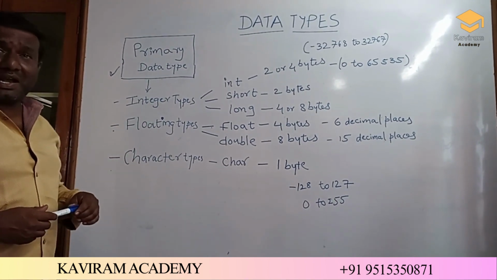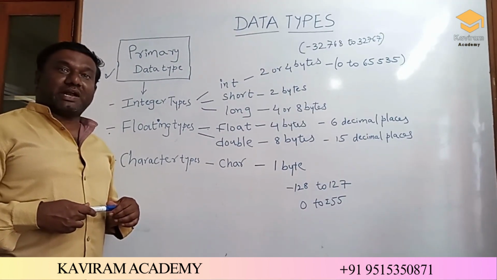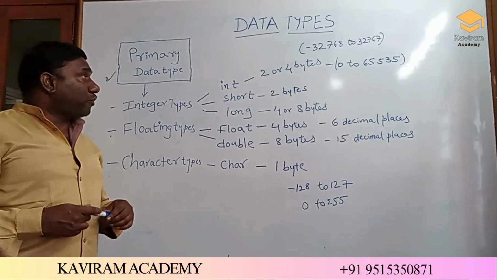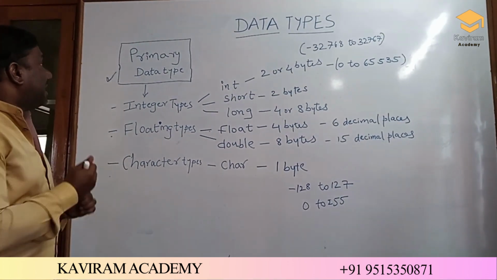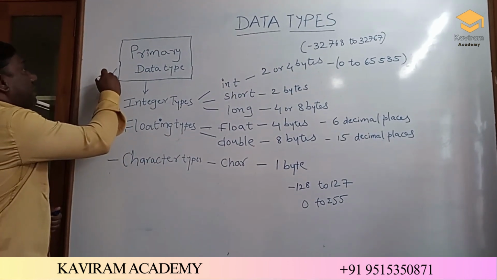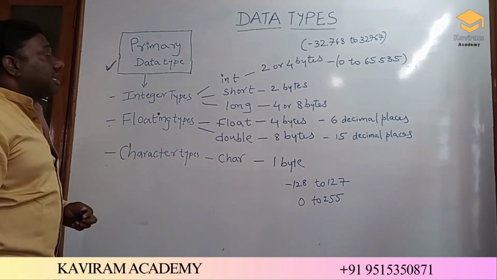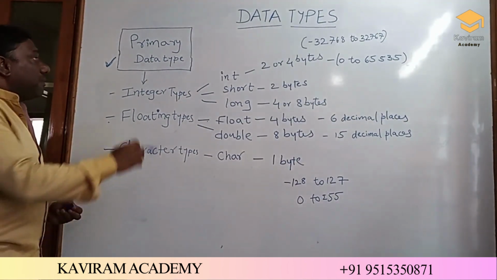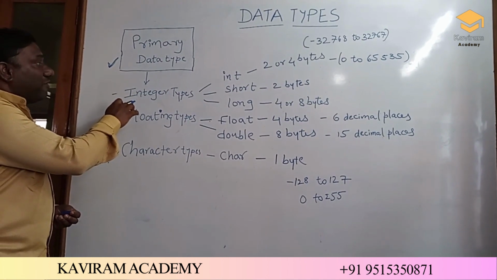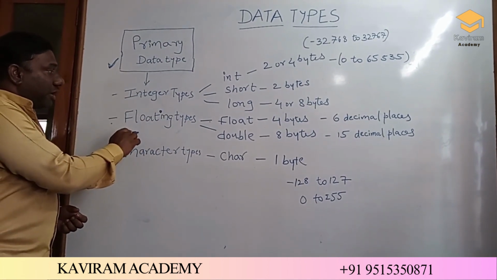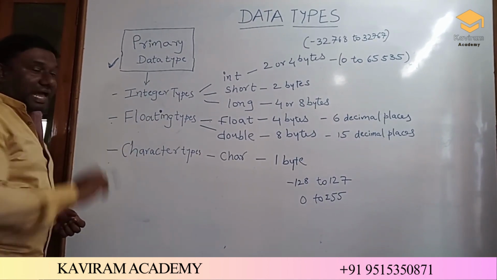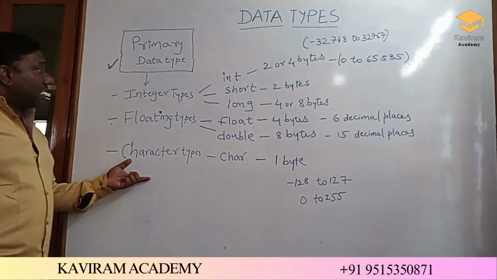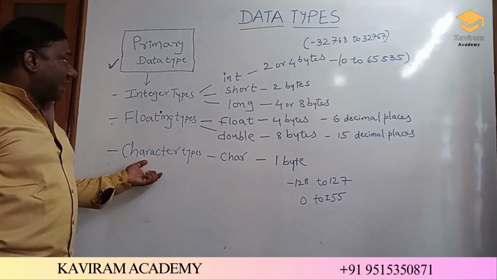In our previous session, we have seen data types, and in data types, we have primary data types, void, enumerated, and derived data types. Now we are going to see about primary data types and why they are important in our C language. In primary data types, we have integer type, floating point type, and character type. So what are these integer, floating, and character types?